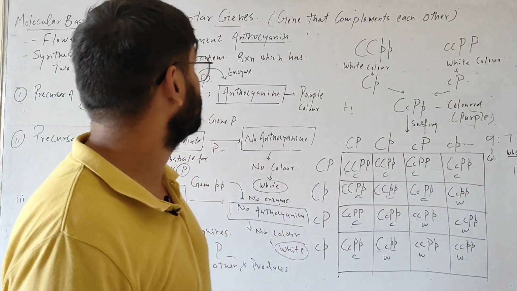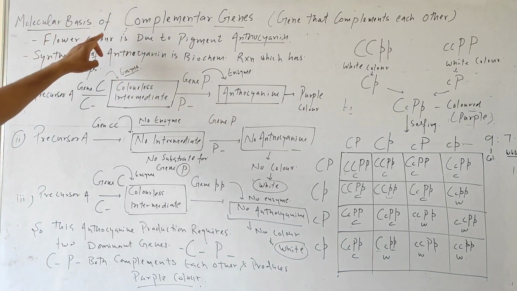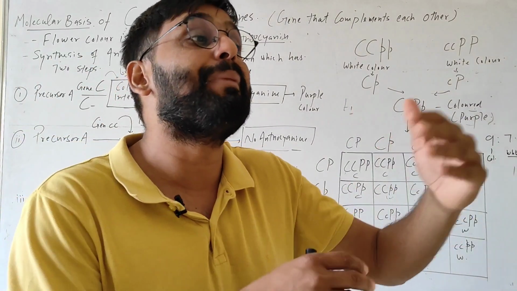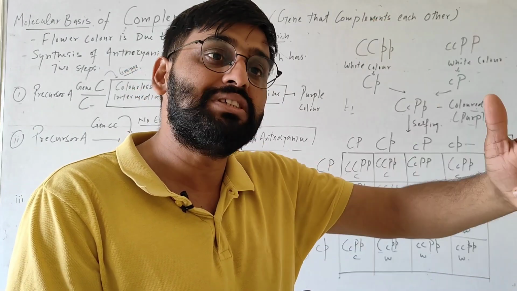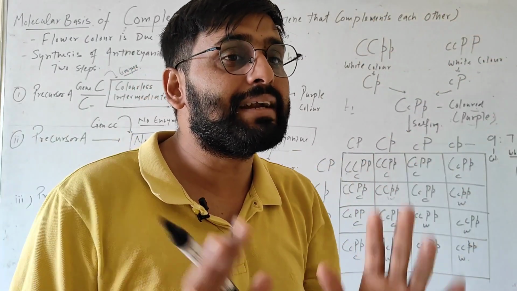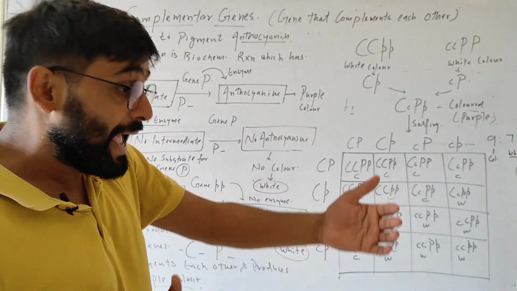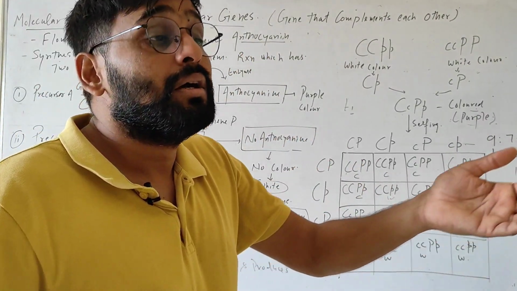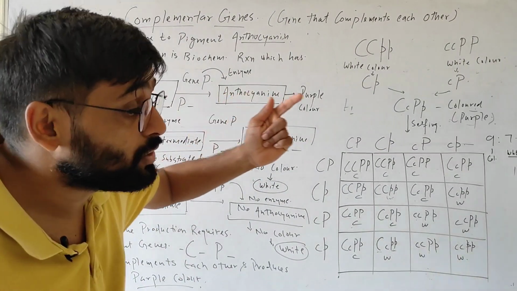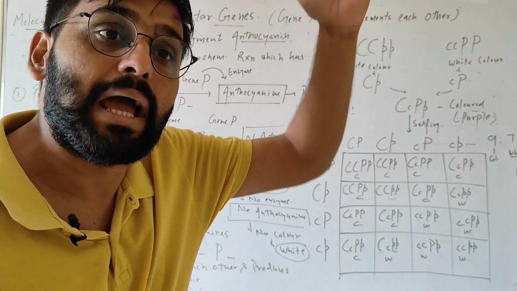Sam's Biology. In this video, we will discuss the molecular basis of complementary genes. We know that complementary genes are genes that complement each other. These are two genes present on separate loci, meaning they are non-allelic genes. They interact together and produce a phenotype. When any of them is absent, the phenotype is not produced. So we will look into the molecular basis of how it happens.